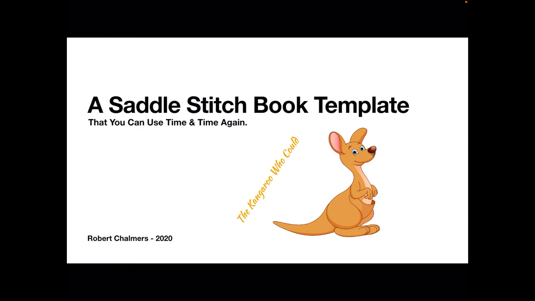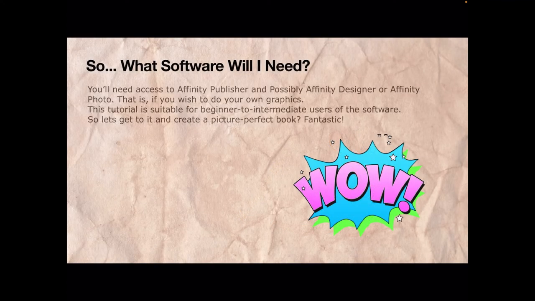Now, this is a template, if you like, that you can use time and time again. You'll need Affinity Publisher, and if you want to put graphics on there, Affinity Designer or Affinity Photo. Now, if it's a kid's book, of course, you're going to have graphics. So if you are lucky enough to have all three items loaded with Affinity Publisher, then you don't even really need to leave Publisher because you can access Photo and Designer from within Publisher.